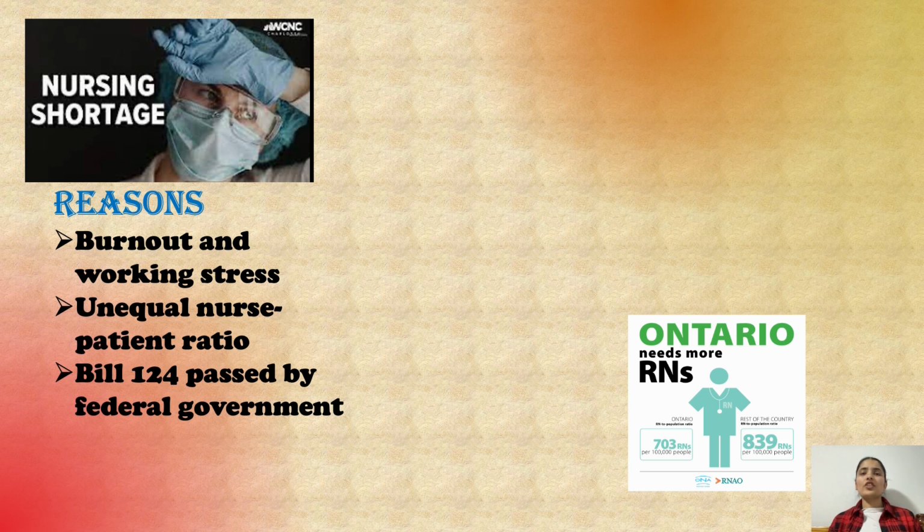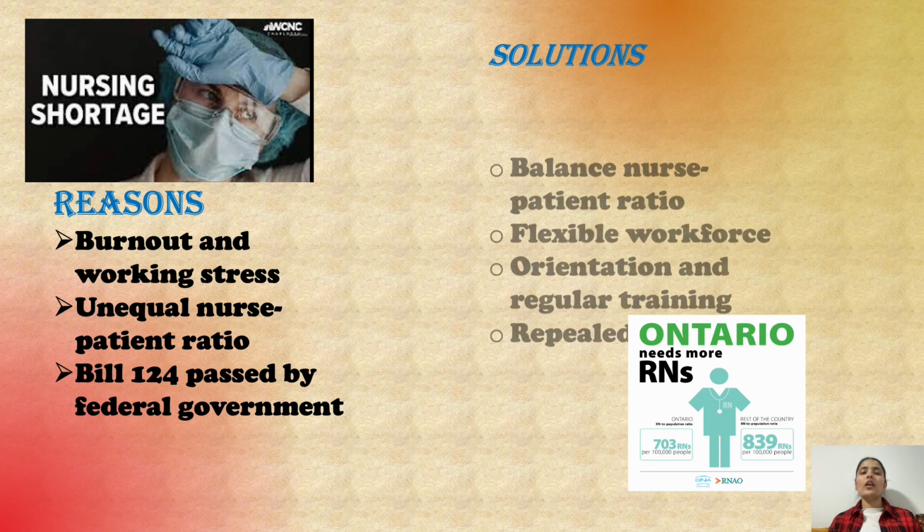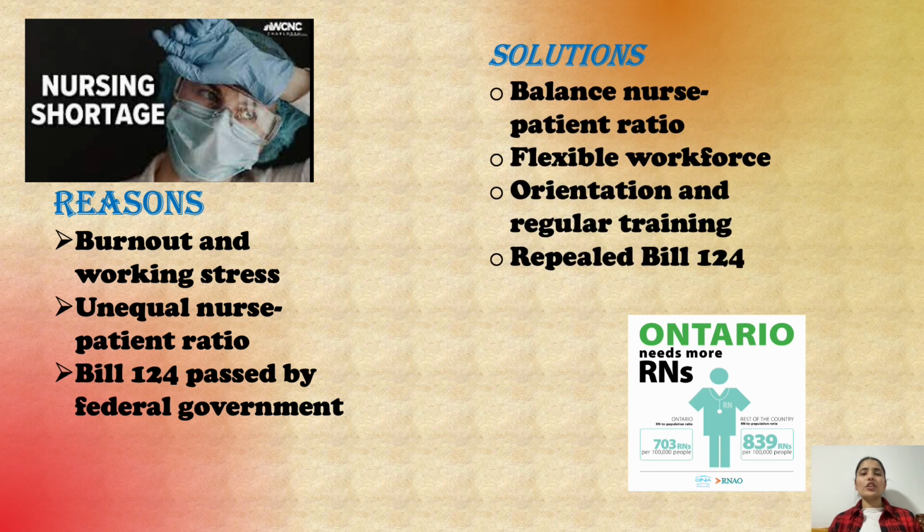This legislation suppresses the wages of the nurses. It also contributes to the nursing shortage. To deal with this problem, there are a number of solutions. The first one is that the nurse-patient ratio should be balanced and each task of the nurses should be allocated according to the department of the hospital.